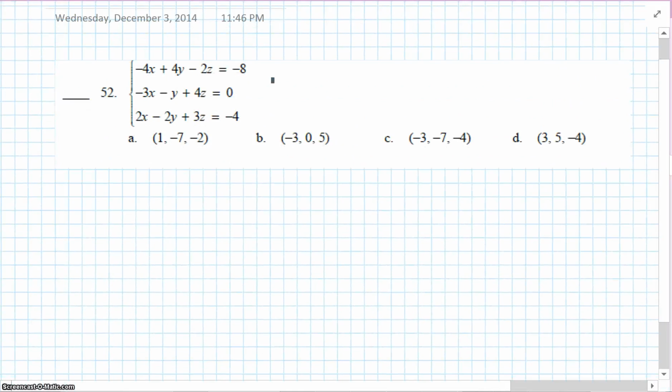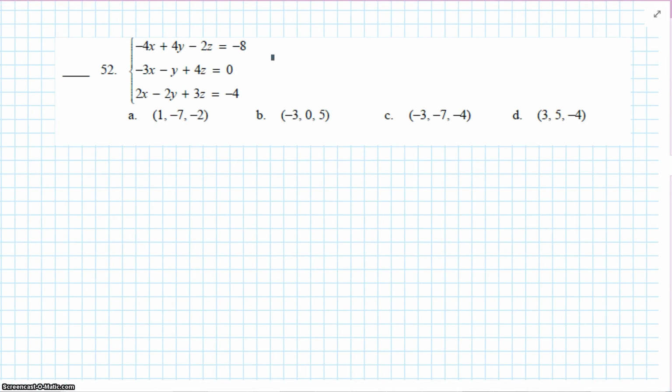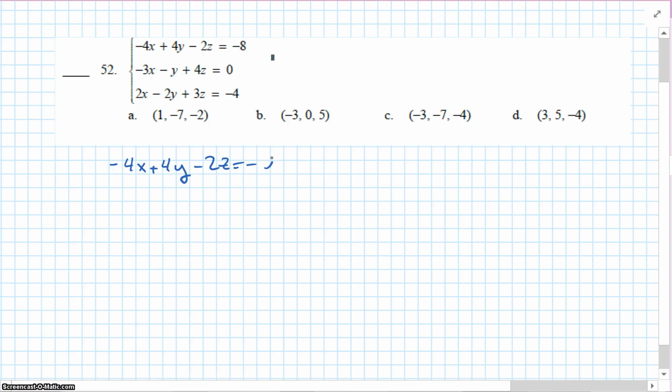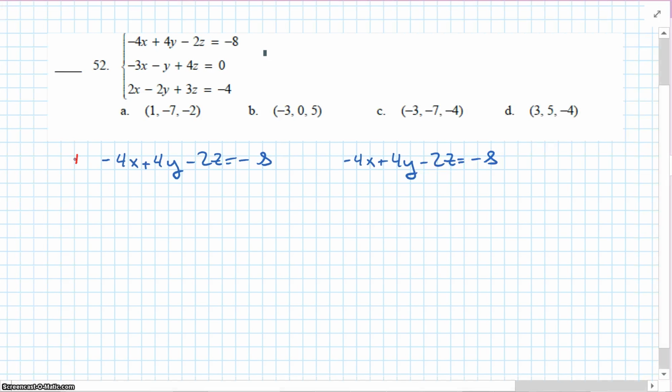52, doing it again. Again, looking for something easy to eliminate. Again, nothing really sticks out in my head, but we'll use equation number 1 twice. We'll just go ahead and set that up. Negative 4x plus 4y minus 2z equals negative 8. Negative 4x plus 4y minus 2z equals negative 8. So I'm going to go ahead and label that I used equation 1 here and here.